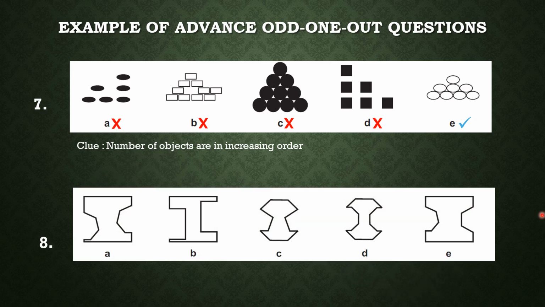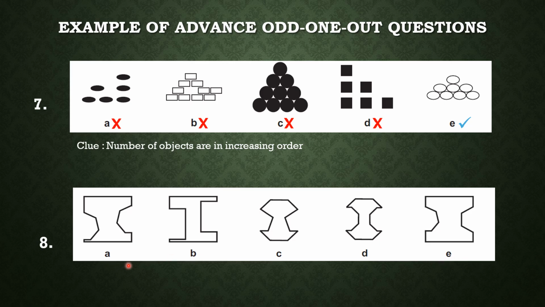Let's have a look into the next example. These examples are a bit difficult to solve, and that's why they are in the advanced odd one out question examples. So if you look into this particular example, we do see two same shapes and another two shapes are a little bit the same, but this option B is completely different. But then what could be one rule by which they are governed?